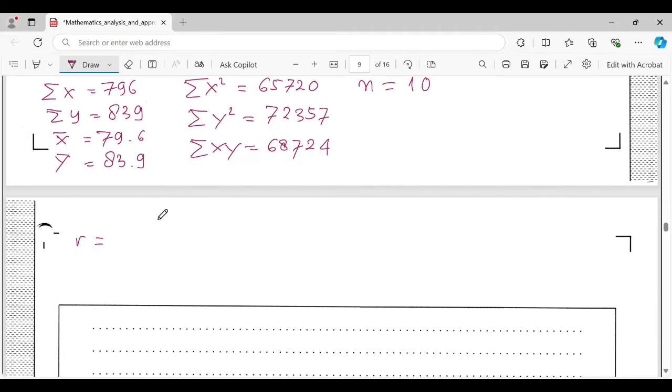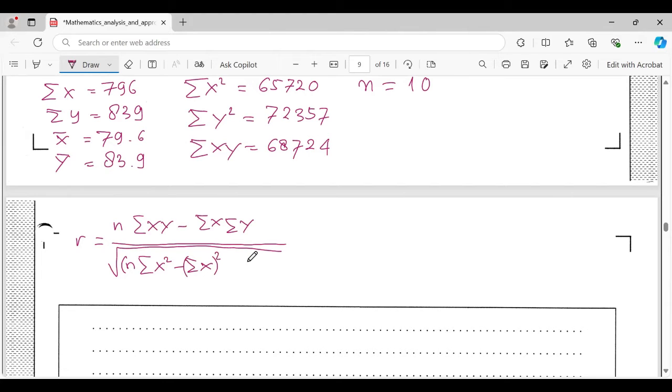Now, I'm going to show you how we calculate the correlation coefficients or R through this formula: n times sigma xy minus sigma x sigma y over the square root of n times sigma x squared minus sigma x squared, okay, times n sigma y squared minus sigma y squared.